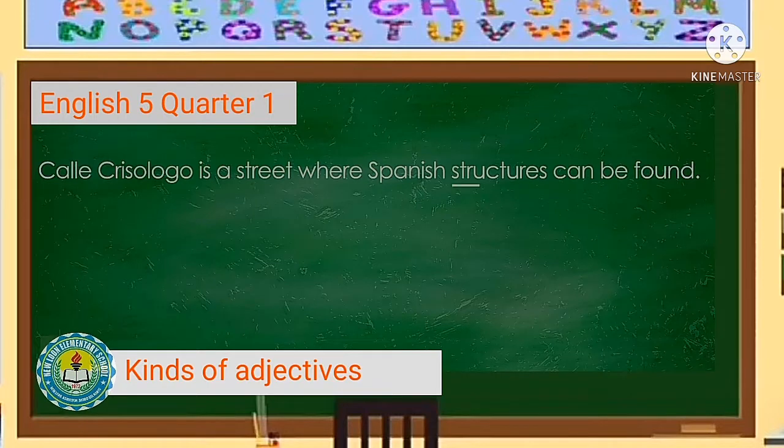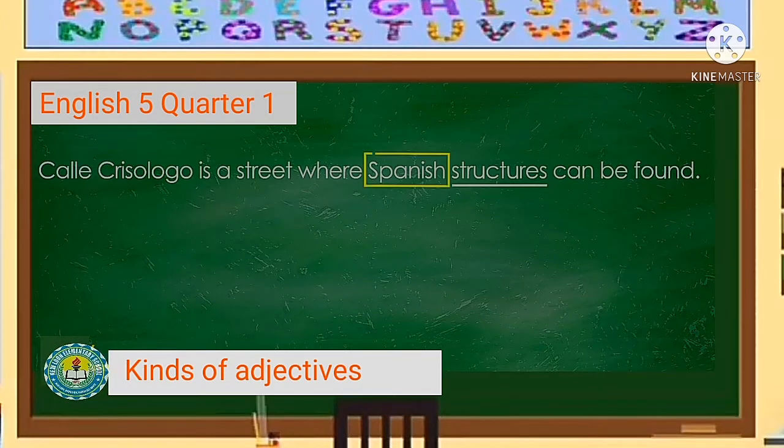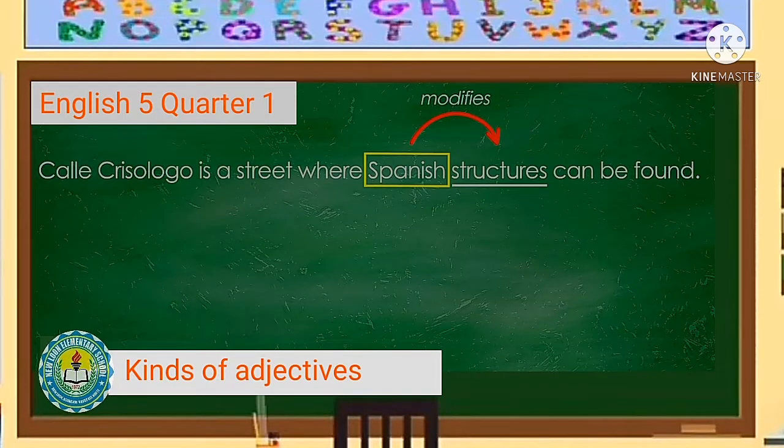For example, Cali Crisologo is a street where Spanish structures can be found. What structures can be found in Cali Crisologo? That is right, Spanish. Spanish modifies the noun structures. Do you notice that Spanish is written in capital letter? It is because it is a proper adjective.